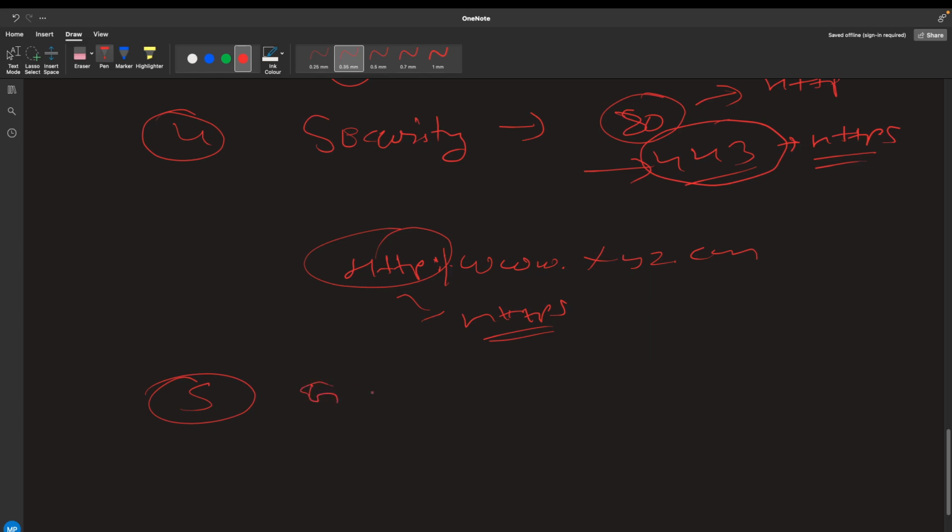One more big advantage is global reach. Your website can be accessed from any part of the world. These are all the advantages of cloud computing.